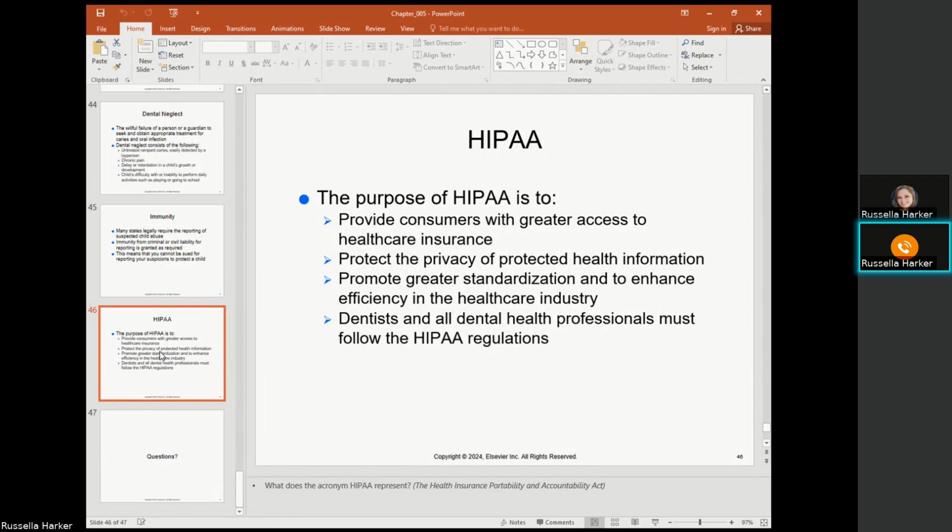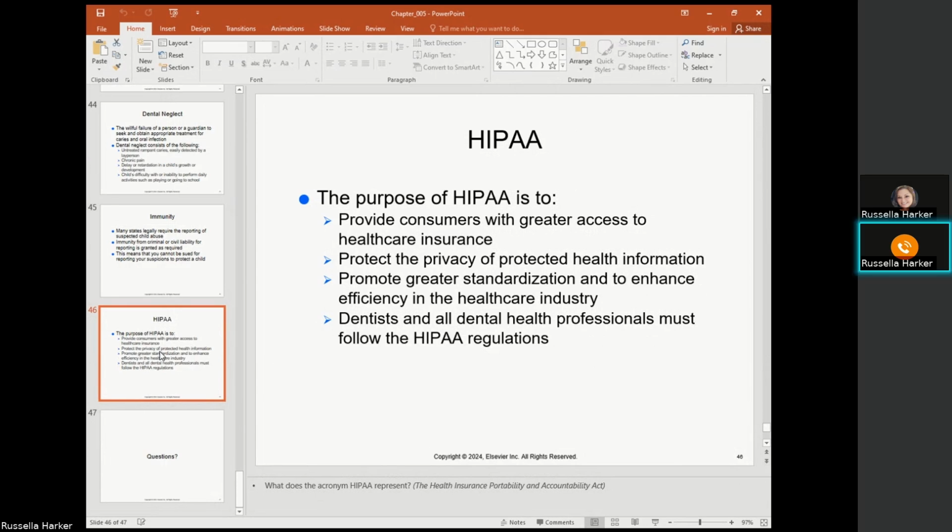So the purpose of HIPAA is to provide consumers with greater access to healthcare insurance, is one reason. Another reason is to protect the privacy of protected health information, which is the number one thing that people know about HIPAA, is that it's to provide the privacy of protected health information, or PHI, which is protected health information. So when we talk about HIPAA, people are like, oh yeah, that protects my health diagnosis, my medical records from people that I don't want seeing that.